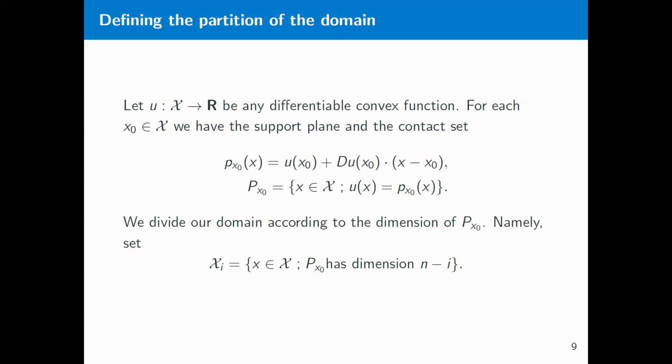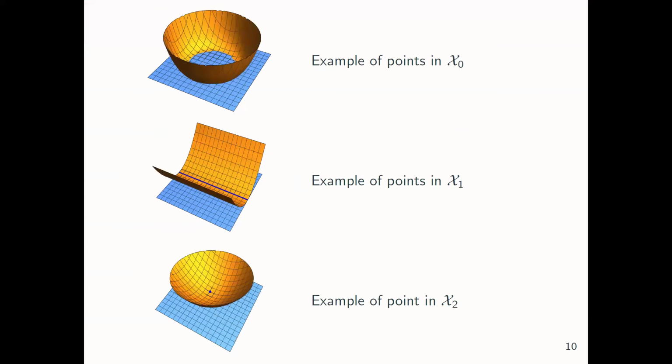So this n minus i, you just got to get your head around it real quickly. What it means is, for example, for the 2D problem, X2 is points where your contact set has dimension 0, so that's points of strict convexity. The obvious picture for a convex function is X0 is points where your function is affine on some open set. X1 is points where your contact set is a line segment, and finally X2 is your points of strict convexity.